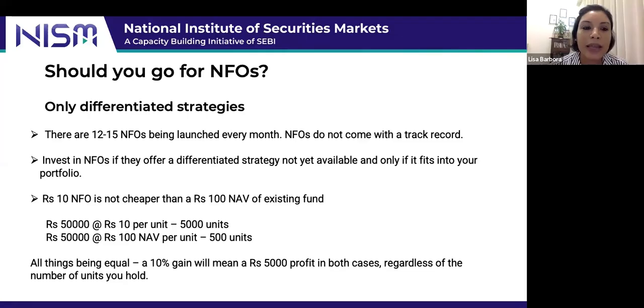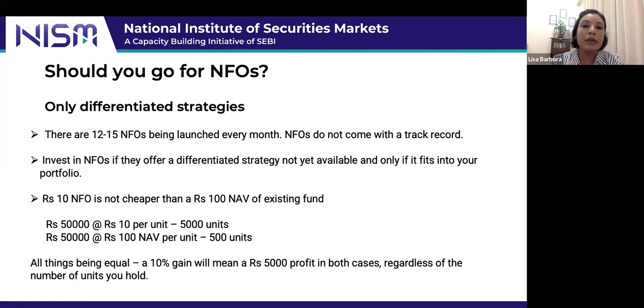So let's say you buy 50,000 worth of units from a new fund at 10 rupees, you get 5,000 units. From an existing fund which has a NAV of 100 rupees, you'll get 500 units. But if the gain from here, when you have purchased, assuming that it's similar portfolios, not different, so in the same category, same kind of investment style, etc.